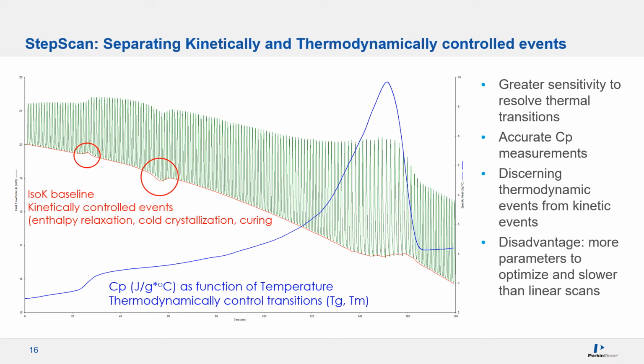Basically, the blue Cp curve carries all the fast and thermodynamically controlled transitions like Tg and Tm. They are reversible. The red Iso-K curve shows the slow, non-reversible, kinetically controlled events such as the overshoot on top of a Tg and the cold crystallization as indicated in the second red circle. StepScan not only produces the accurate measurement of Cp, but also separates out transitions of different natures, which are often overlapping. This is very helpful to accurately measure the Tg and Tm.